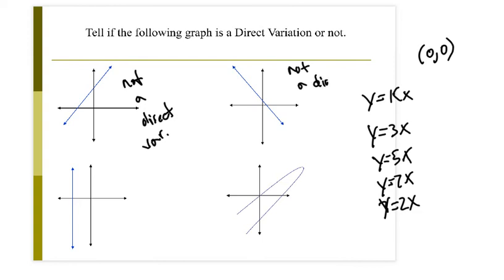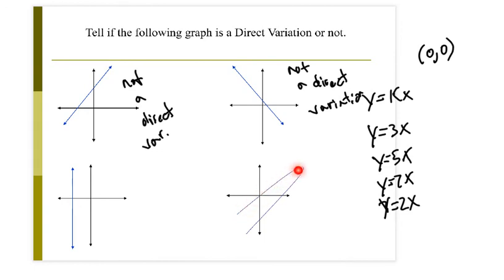This one does go through the origin, but any graph that looks like this is going to be a line. You can test out all of these if you like to. So for that reason, even though it goes to the origin, this is not a line. So this is not a direct variation either. So none of these are direct variations.